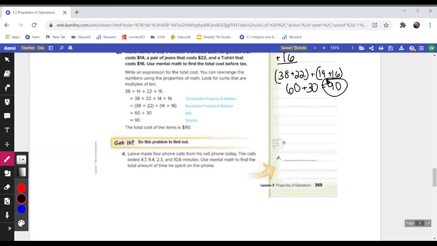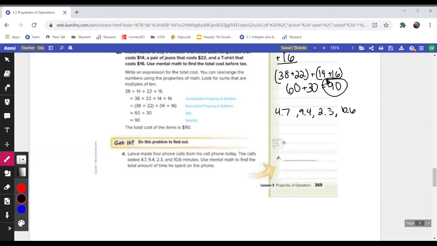So let's use our same kind of idea for letter D. Lance made 4 phone calls from his cell phone today. The calls lasted 4 and 7/10, 9 and 4/10, 2 and 3/10, and 10 and 6/10 minutes. So I want to rearrange this and put terms together that would make adding easier.